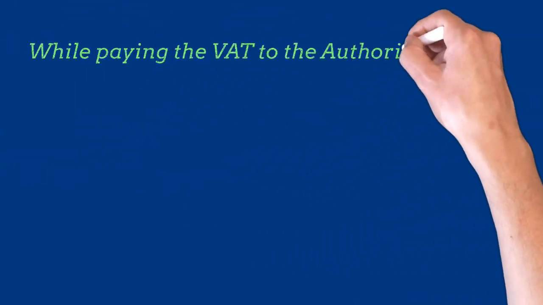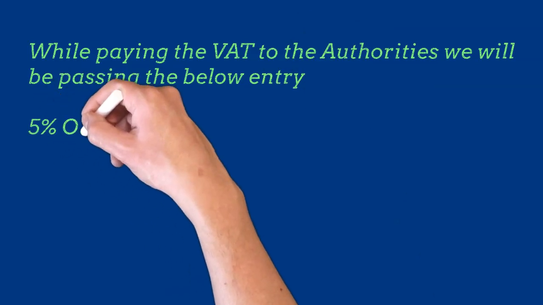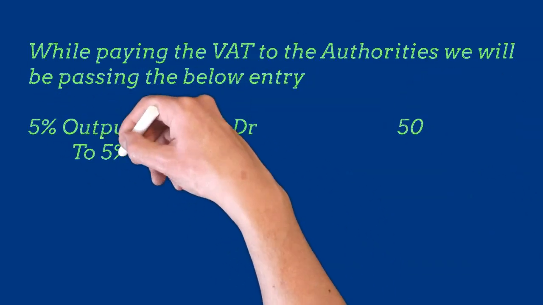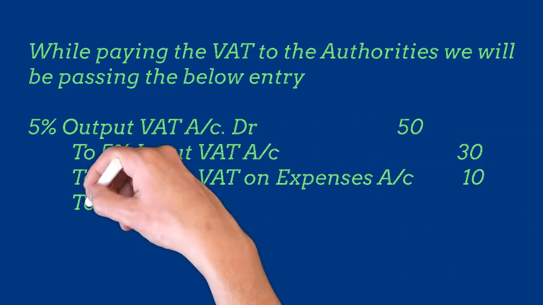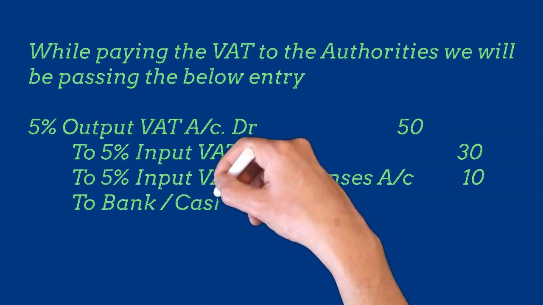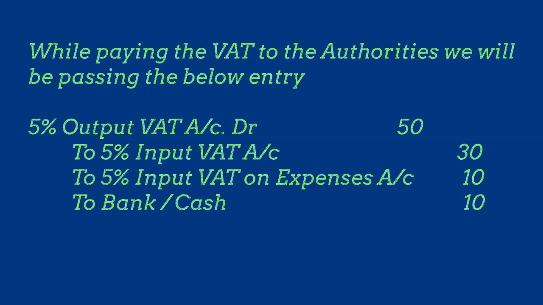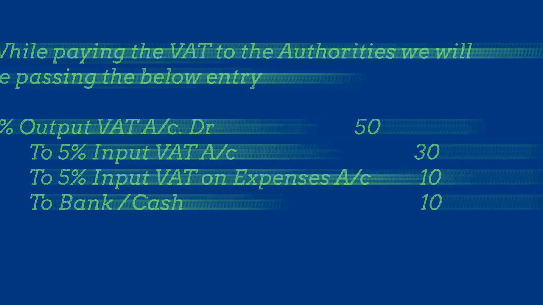While making the payment for VAT liability to the authorities, we will be debiting the balance of output VAT account 50, crediting the balance of input VAT 30 and input VAT for expenses account 10. The balance amount, since it is a VAT liability, will be paid through the bank, and the bank is credited with the paid amount of 10.